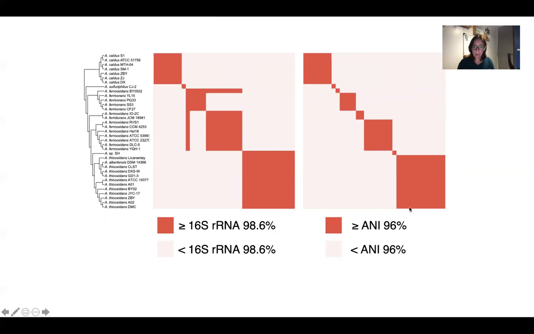This heat map was constructed using the average nucleotide identity. So if two genomes correspond to the same species, they have at least 97% of shared genome.